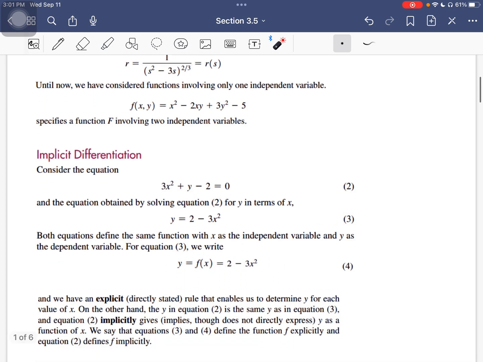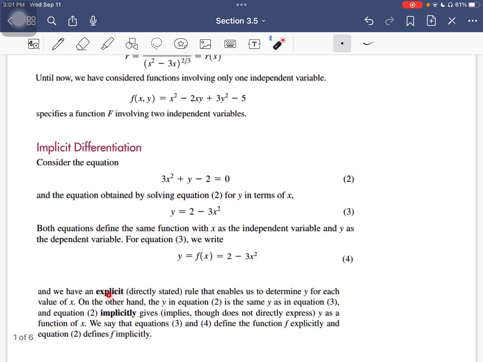And in this case, we have what's called an explicit function. What this means is that our function is directly stated, so the rule that's stated enables us to determine y for each value of x. So pretty much our function is our rule. Our y is going to be depending on what our values of x are.